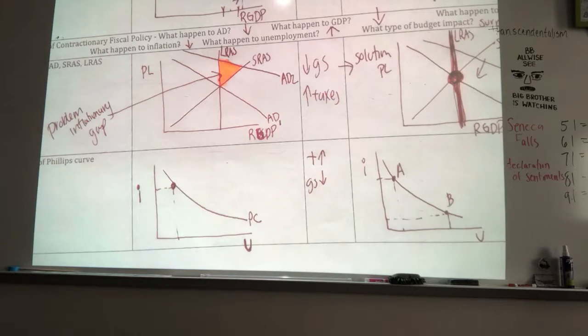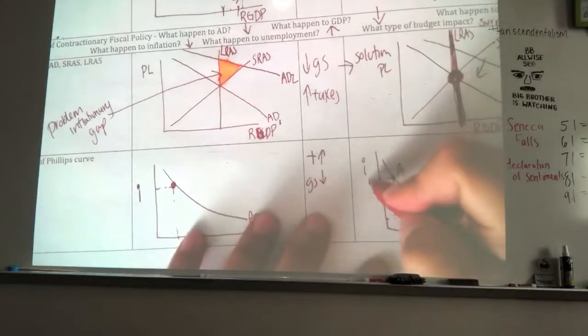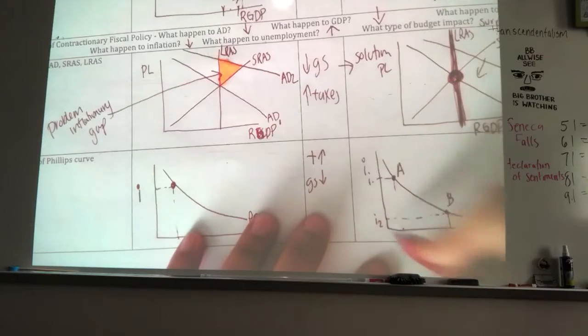You need to do the dotted lines and label them and everything. I1, I2, U1, U2.